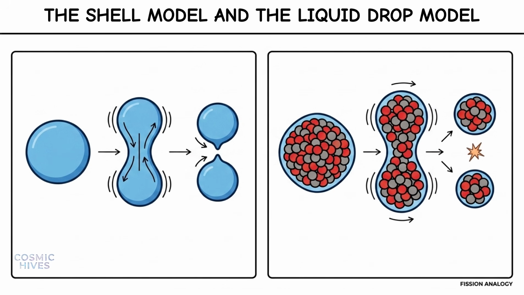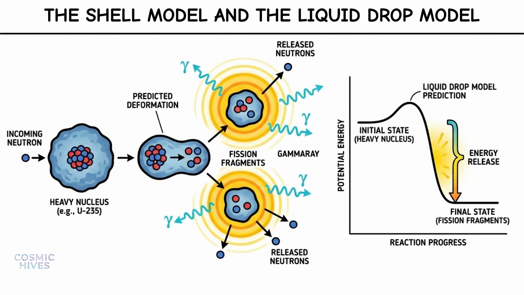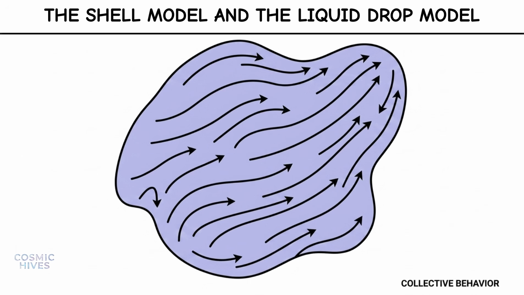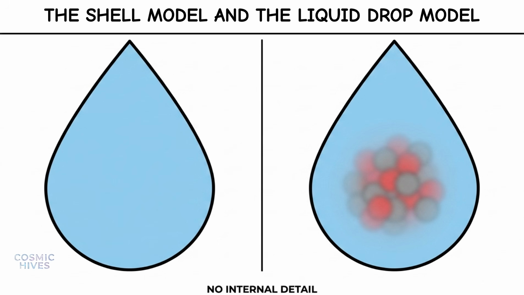This model successfully explains why heavier nuclei can split apart in nuclear fission, the same way a large water droplet vibrating too violently will pinch off into two smaller droplets, and it correctly predicts the general energy released in that process. It captures collective, bulk behavior extremely well. It says almost nothing about the specific internal arrangement of individual protons and neutrons.